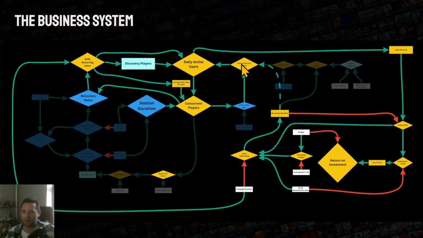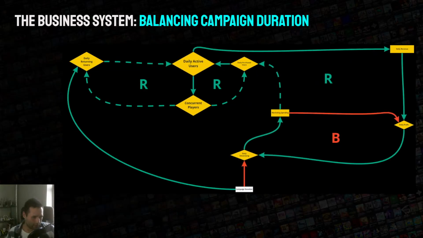So if we go to the next area, this is sort of viewing the entire thing as a whole, all of these different loops, per se. You have this massive reinforcing loop right here, where daily active users increases your revenue, which increases your profit, which increases how much you can advertise a day, which increases your users, which increases your revenue, and it goes.